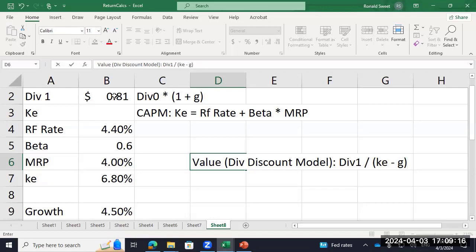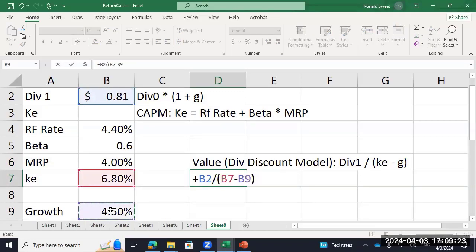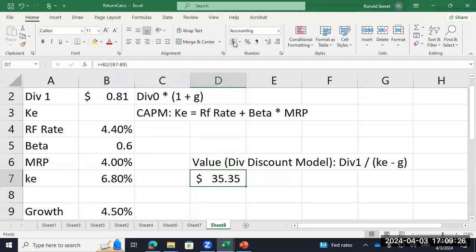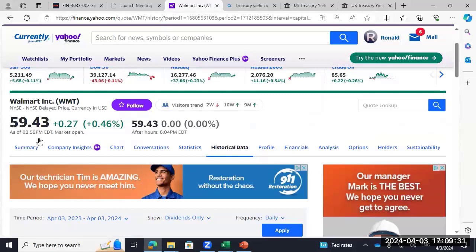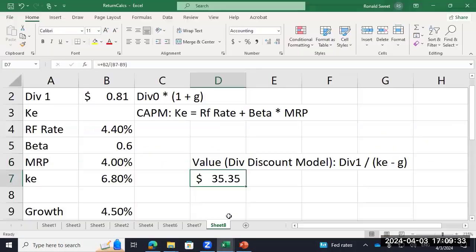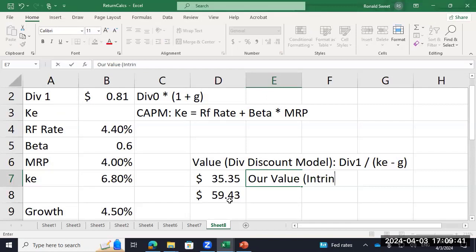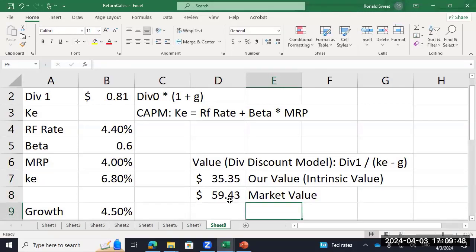Pretty simple formula. So for Walmart, that's going to be 81 cents divided by 6.8 minus 4.5. We get 35 bucks. So we're not going to like Walmart at all because it's currently trading for 59.43. This is called the intrinsic value. That's what we think it's worth, compared to the market value. If you had this on paper 4, what would you say? You'd probably recommend a sell on Walmart. You think it's overvalued.